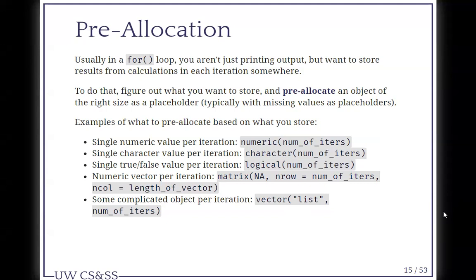For some particularly complicated objects per iteration, you might want to allocate a list. You'd use the vector command and then provide list, then the number of iterations. And this is great for when you want to store regressions or pictures, a bunch of data frames of unequal sizes, what have you.